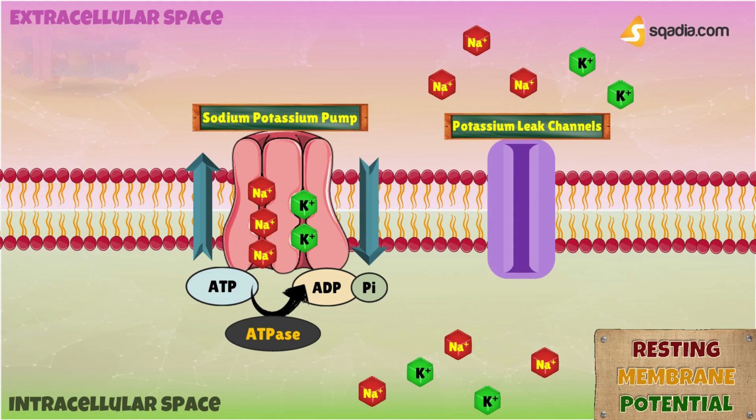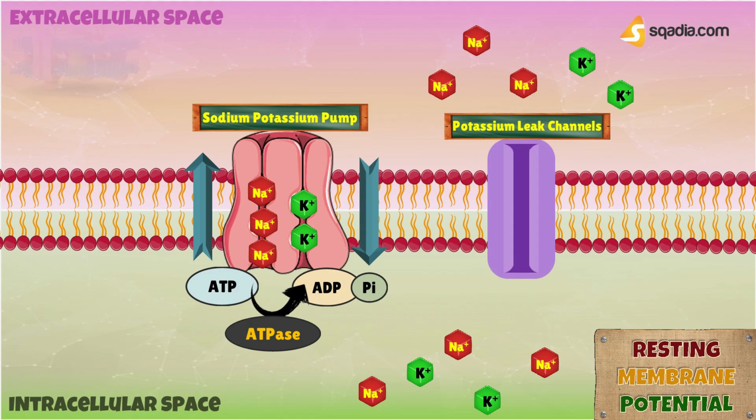Can anyone tell me what happens to the charge of the cell? I think I can tell. If 3 sodium ions are moving outside and 2 potassium ions are moving inside, then there will be more positive charge on the outside and less positive charge on the inside. Right? This is so right. This movement of charges will create a large electrochemical gradient for sodium and potassium across the resting membrane potential.